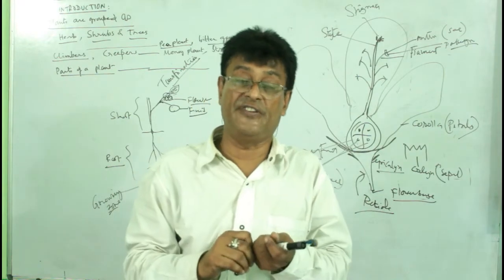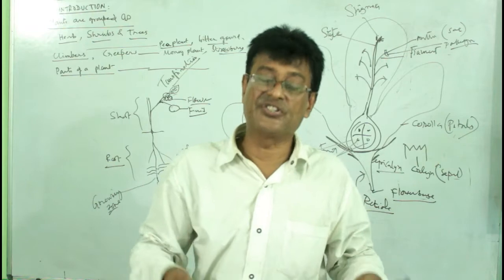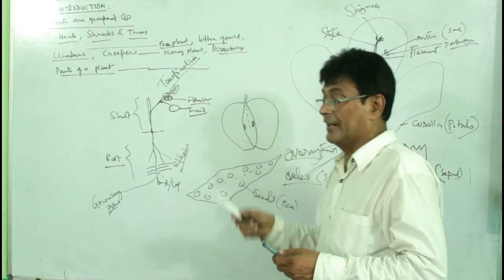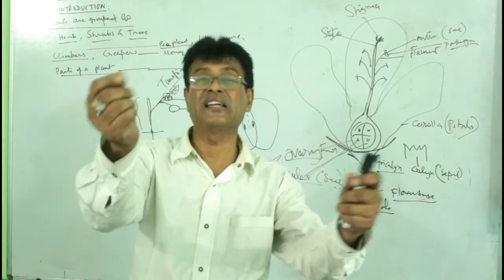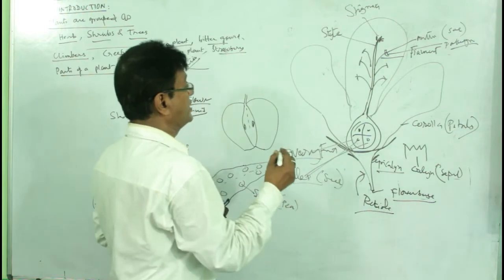But the human beings are very clever and experienced. When they are ripened, instantly they are taken out. And this is the fruit. In fruit the seeds are there. Now seeds are nothing but the future generation. Now in seeds you see 2 cotyledons are there.